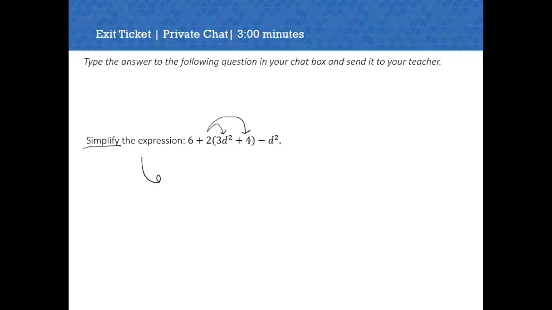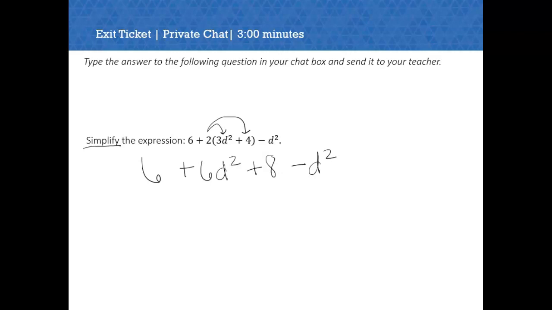So the 6 stays out here. We have positive 2 times 3d squared, which is plus 6d squared. Positive 2 times positive 4 is positive 8, and we still have a minus d squared. So now that the parentheses are removed, we can start combining like terms.